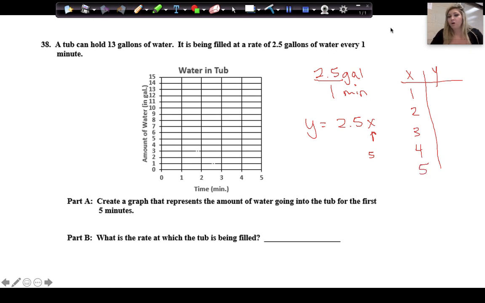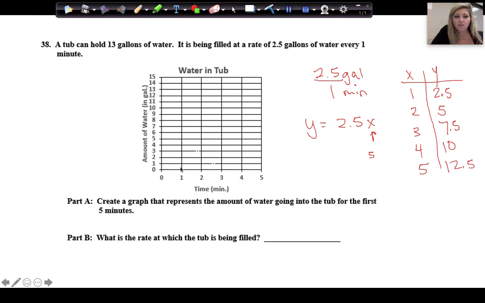Okay, so we've got 1 times 2.5 is 2.5. 2 times 2.5 is 5. 3 times 2.5 is 7.5. 4 times 2.5 is 10. And then 5 times 2.5 is 12.5.